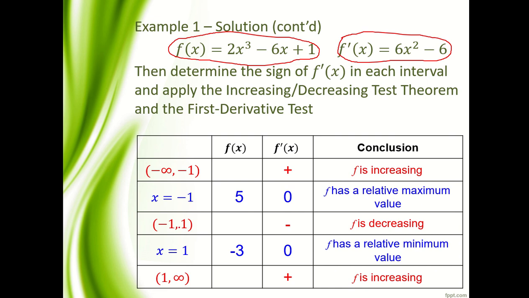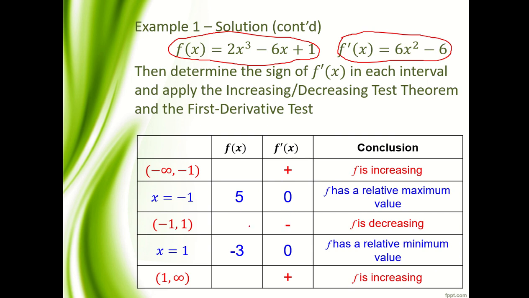Now for this interval, negative 1 and 1, we just determine the sign of f prime of x, whether it's positive or negative, or greater than or less than 0. So what are values within negative 1 and 1? You can assume 0. So when x equals 0, 0 squared, 0 times 6, 0, 0 minus 6, minus. So we have therefore negative.